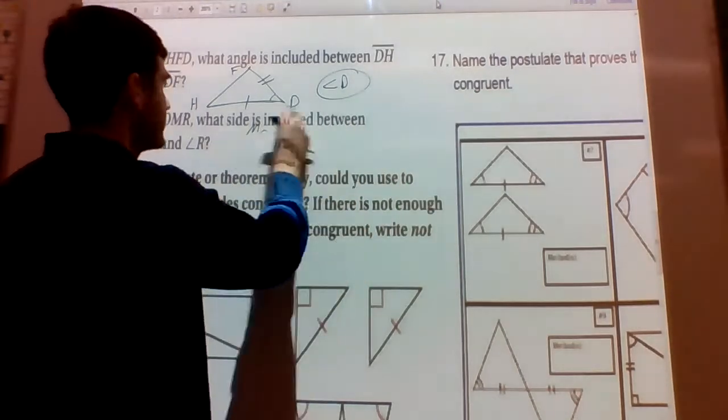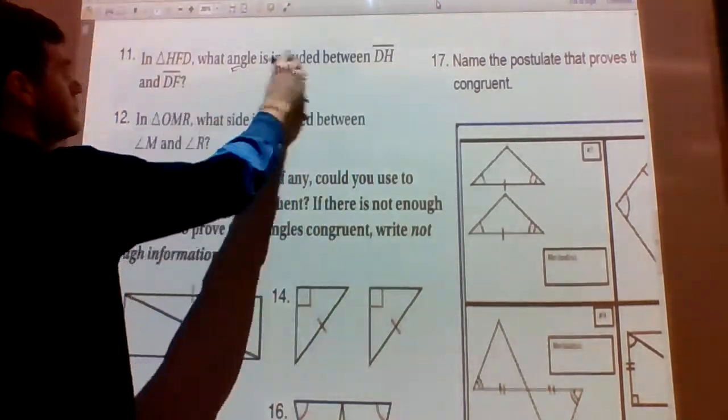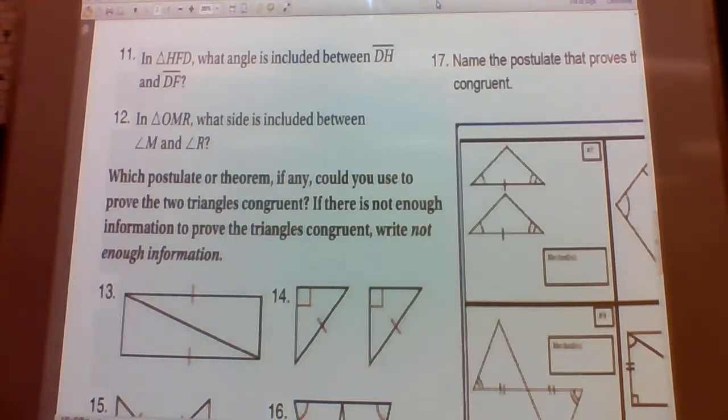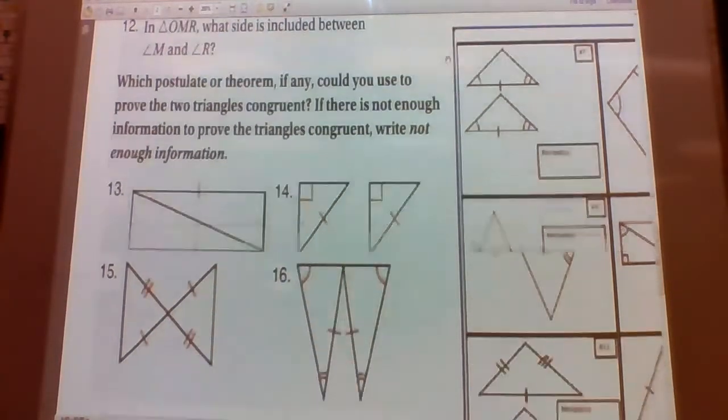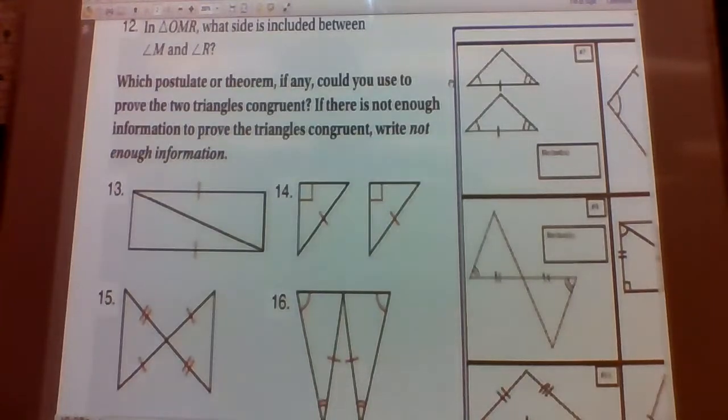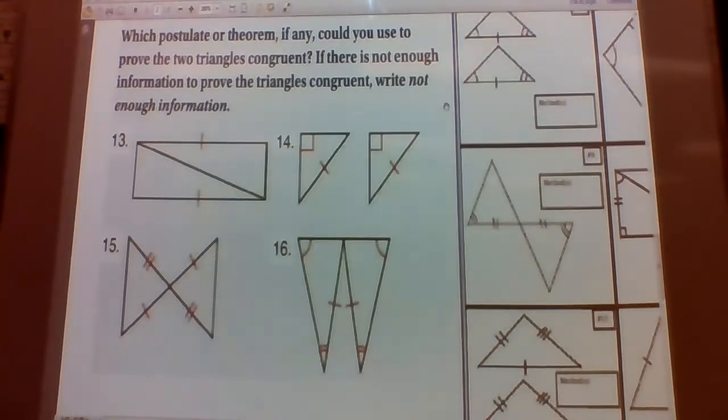So 13 through, I believe, 16. We're going to try and figure out which postulate we should use to prove triangles congruent. Yep, 13, 14, 15, 16. Which postulate or theorem, if any, could you use to prove the two triangles congruent? If there's not enough information to prove the triangles congruent, right? Not enough information.